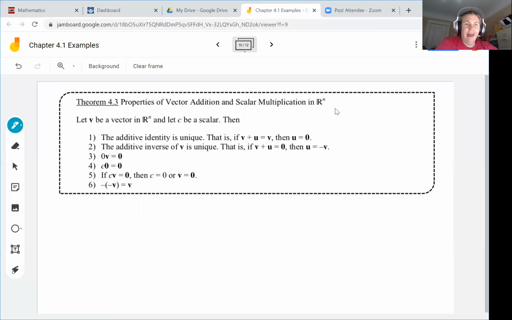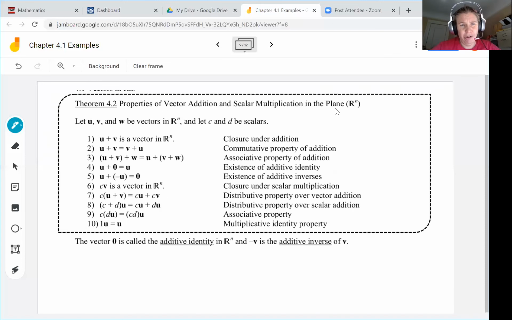Let's take a look at theorem 4.3. These are properties of vector addition and scalar multiplication in Rn. So v is going to be a vector and c is going to be a scalar. So the additive identity is unique. What that's saying is if v plus u equals v, then u has to be the 0 vector. We only have one additive identity, and we know from theorem 4.2 that the additive identity is the 0 vector.